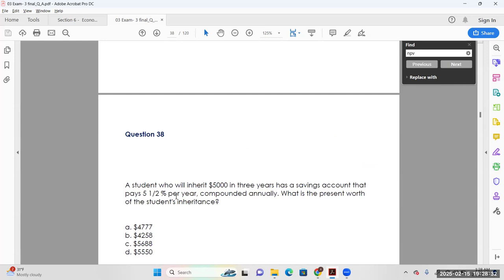A student will inherit $5,000 in 3 years, having it in a savings account that pays 5.5% per year, compounded annually. What is the present worth of the student's inheritance?